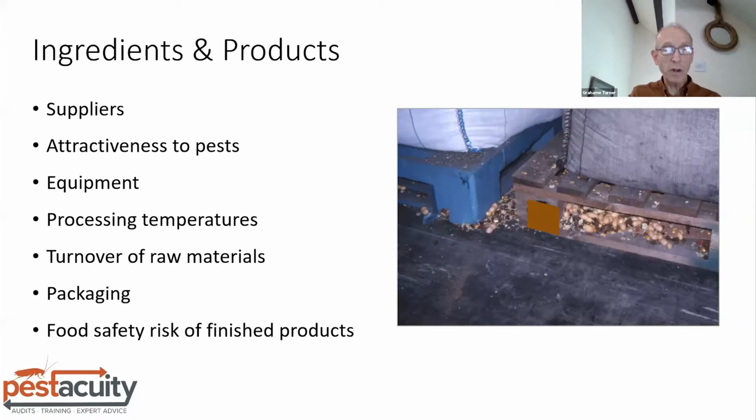Packaging of the product. Some packaging is safe against infestation, so tins, for example, but a lot of other pests can chew their way through paper and polythene and foil, depending on the nature of the pest. The food safety risk of finished products can make a difference. So if you've got tin products, it's going to be less risky. But if you've got high risk food, such as sandwiches or whatever, that are not going to be cooked again before they're consumed by the end user, then that's a bigger risk.